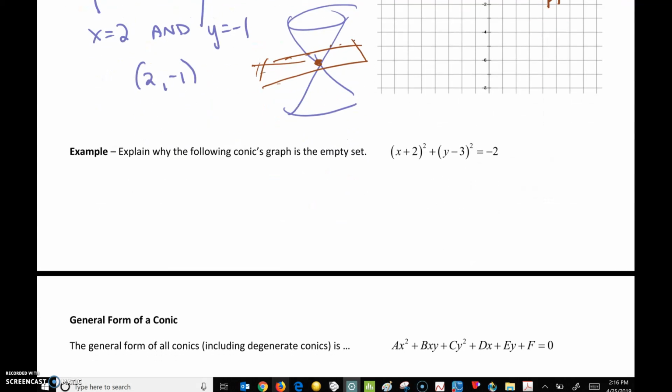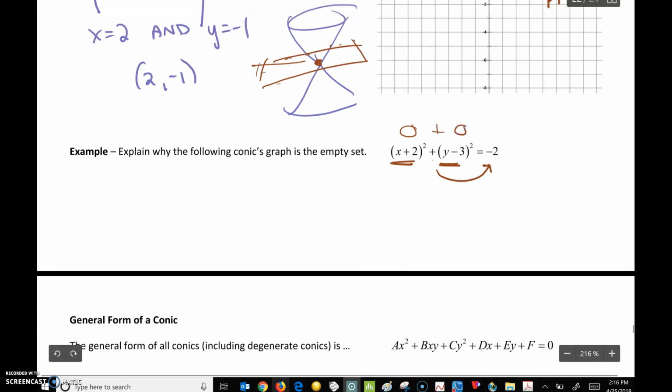Explain why the following conic is the empty set. Well, here you're squaring something plus you're squaring something, and this is somehow supposed to be equal to a negative. The smallest two squares could be added together is 0. It is impossible to add two squares and get a negative if you're in the real coordinate plane. So if we're in the real coordinate plane, this is impossible. So no solution. Sorry, I explained it, but I didn't write it down.